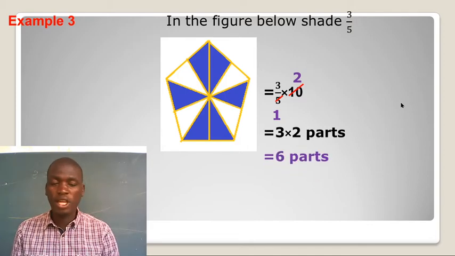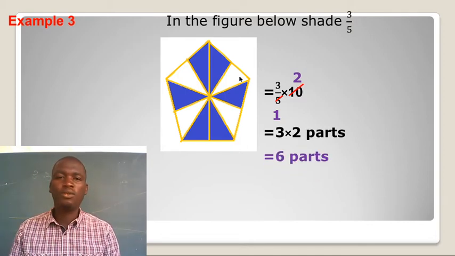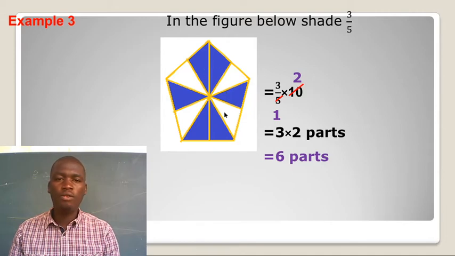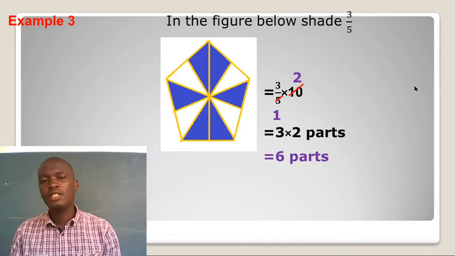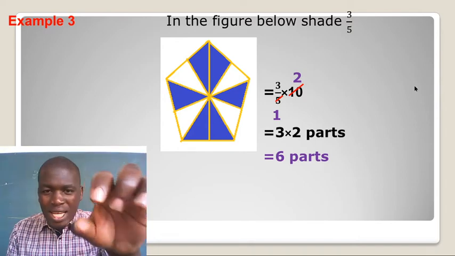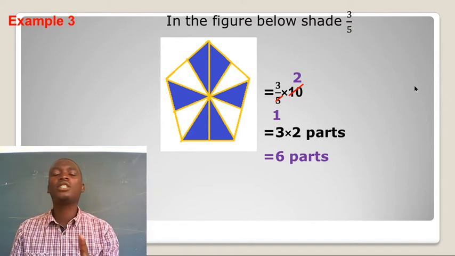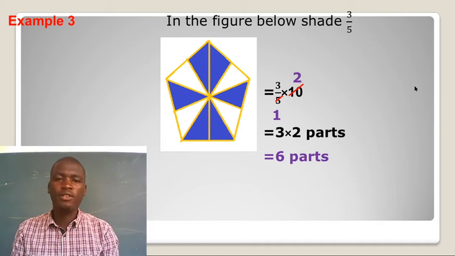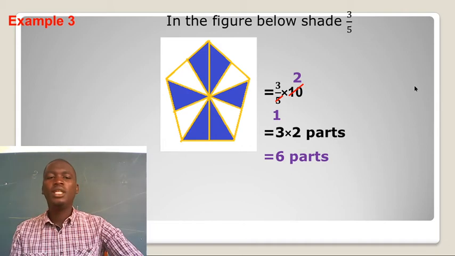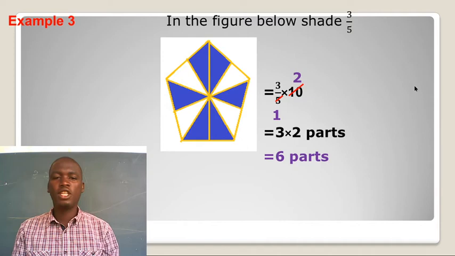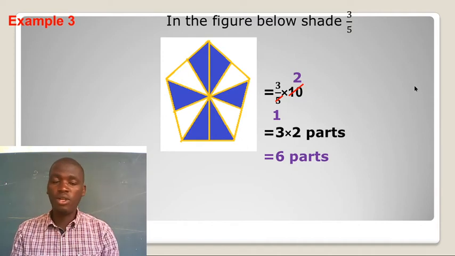So how many parts are you supposed to shade? 6 parts. And what are they? 1, 2, 3, 4, 5, 6. In total, how many parts have we shaded? We have shaded 6 parts. So this 3 out of 5 is the same as 6 out of 10 in terms of equivalent fraction. 3 out of 5 is the same as 6 out of 10. They give the same value when you simplify.